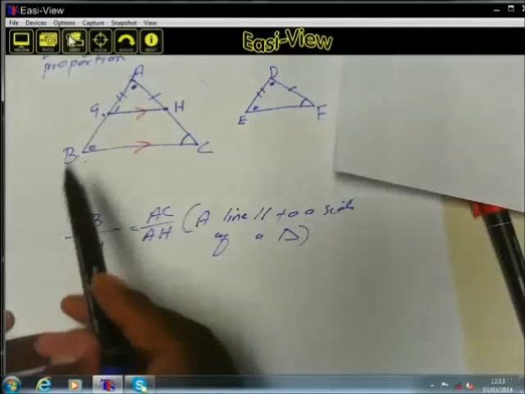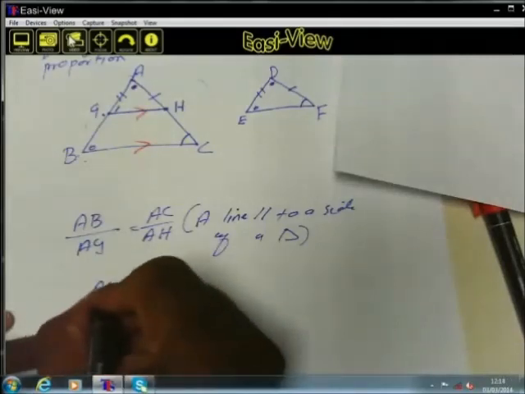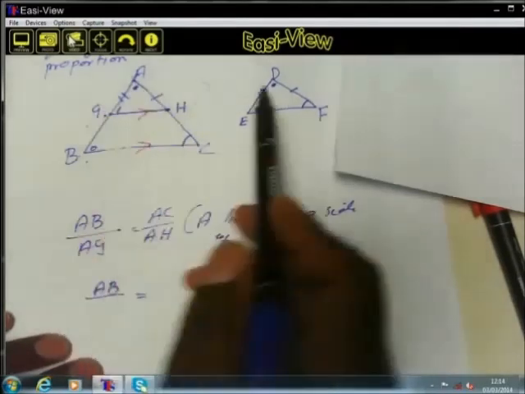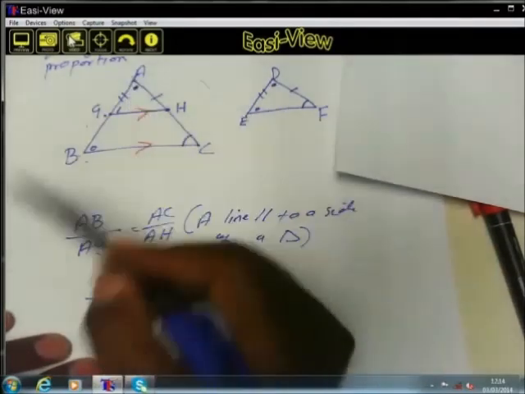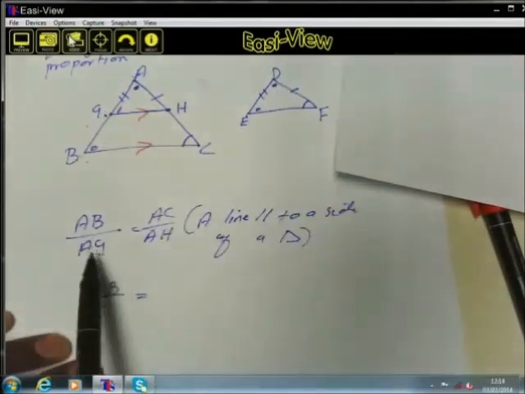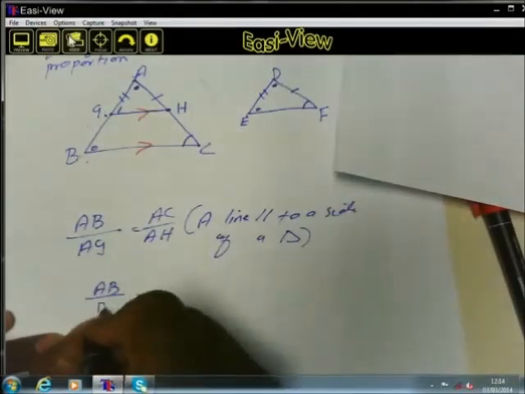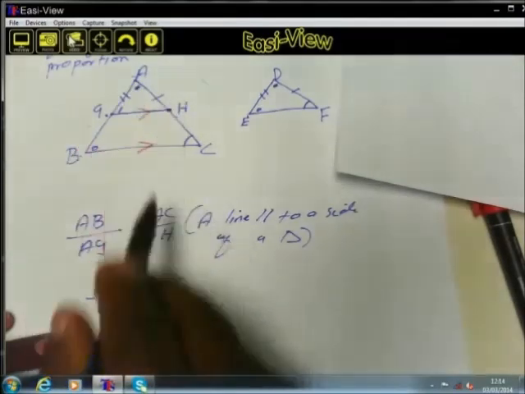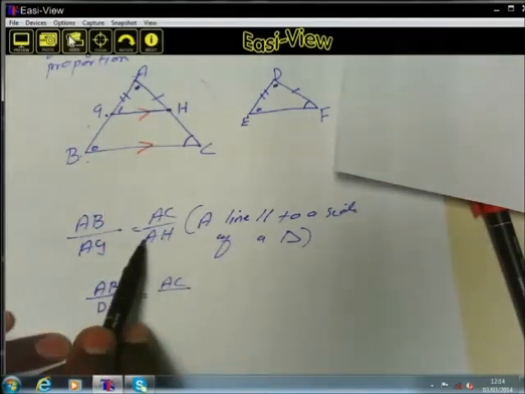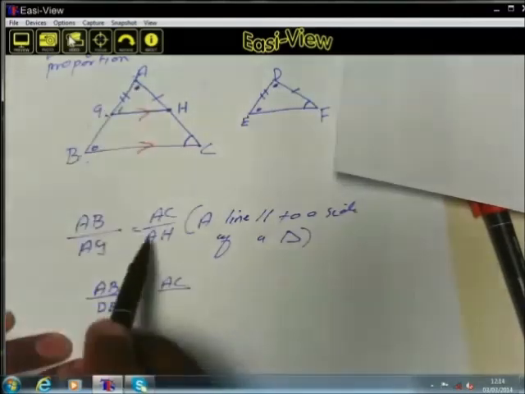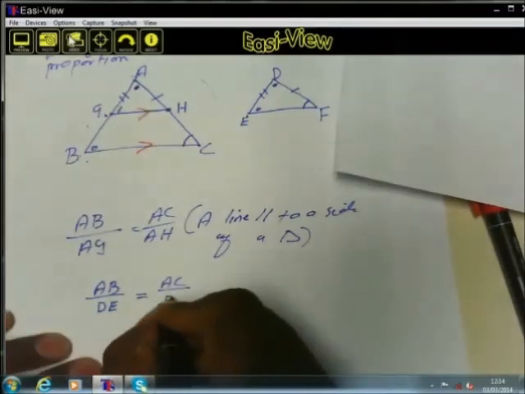Check AB. We've got AB over AG. Instead of AG, AG is equal to DE. From our construction, AG is equal to DE. So I substitute AG by DE. AC over, instead of AH, AH is equal to DF. Now I substitute AH by DF.